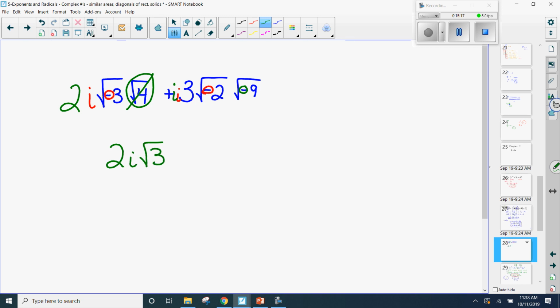If you want the I at the end, that's okay. Next one. What does the square root of 9 become? 3. So I got to move that out in front, and 3 times 3 is 9. I times I is I squared, and then you're left with that square root of 2. Question up to that point?